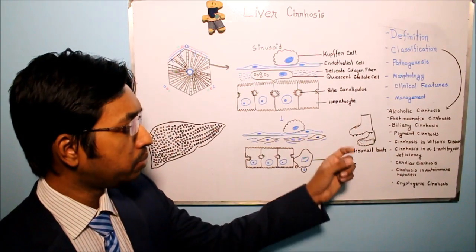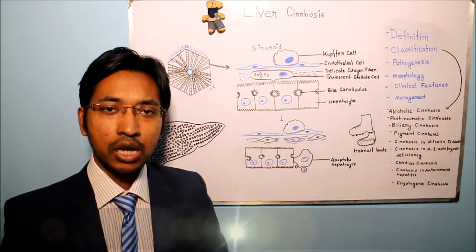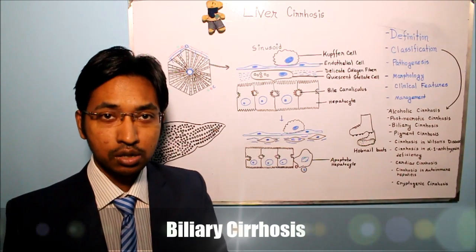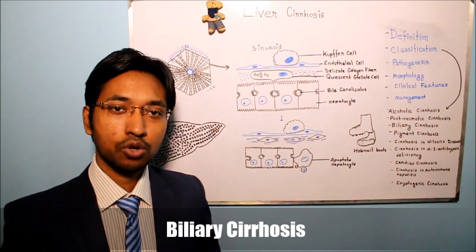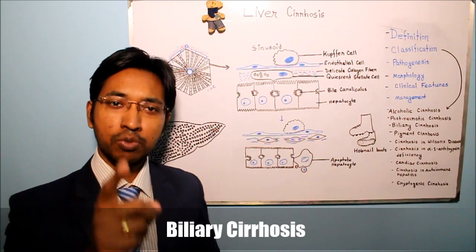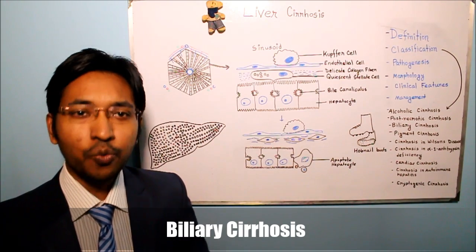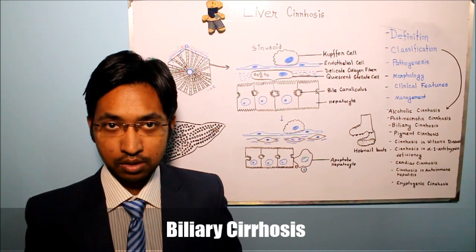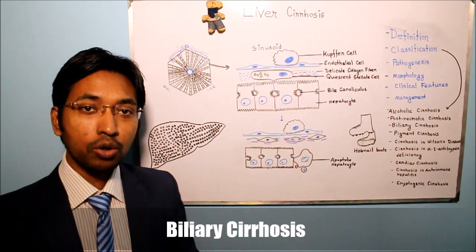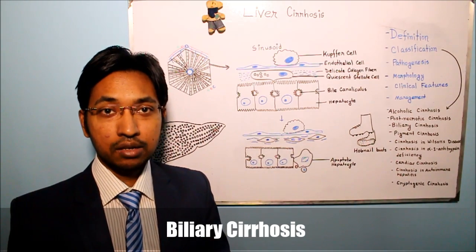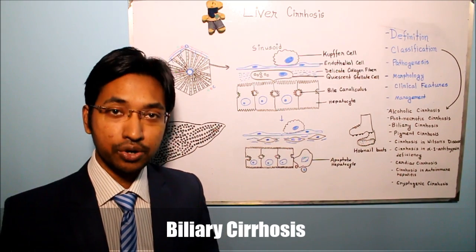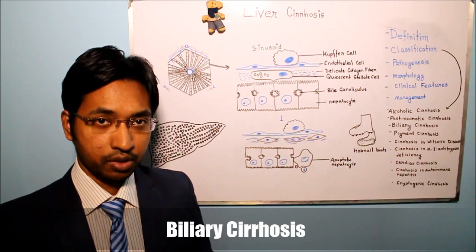Moving on to biliary cirrhosis, this type of cirrhosis may occur following intrahepatic or extrahepatic cholestasis. Now, you may be asking me, Dr. Robiul, what is cholestasis? Always remember, cholestasis is a condition where bile cannot flow from the liver to the duodenum.